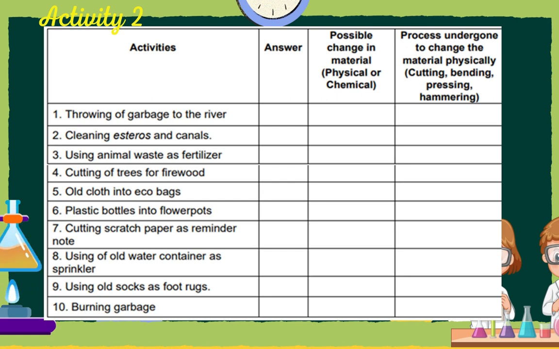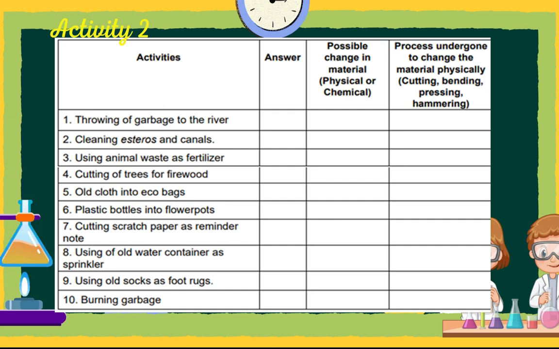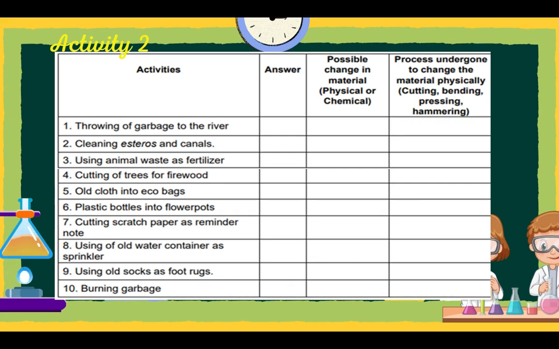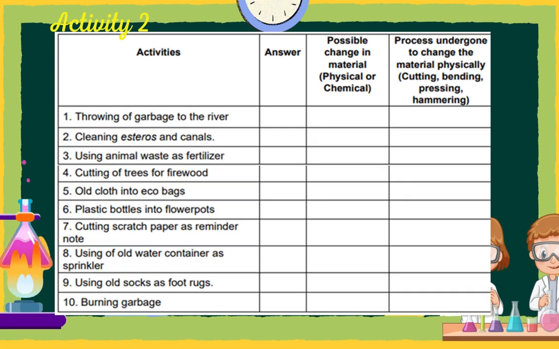1. Throwing of garbage to the river. 2. Cleaning estuaries and canals. 3. Using animals' waste as fertilizer. 4. Cutting of trees for firewood. 5. Old cloth into eco bags. 6. Plastic bottles into flower pots. 7. Cutting scratch paper as a reminder note. 8. Using of old water container as a sprinkler. 9. Using old socks as foot rugs. And number 10. Burning garbage.